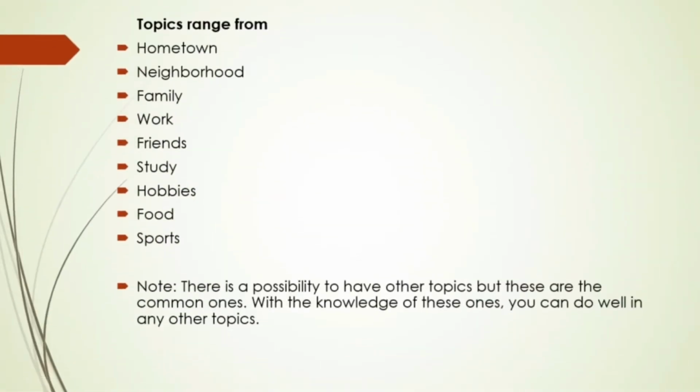Now, after that, in this conversation, the topics range from hometown, neighborhood, family, work, friends, study, hobbies, food, and sports. And you need to note here that there's a possibility to have other topics in this first part of the speaking, but these are the common ones. And with the knowledge you have from these ones, you can do well in any other topics.